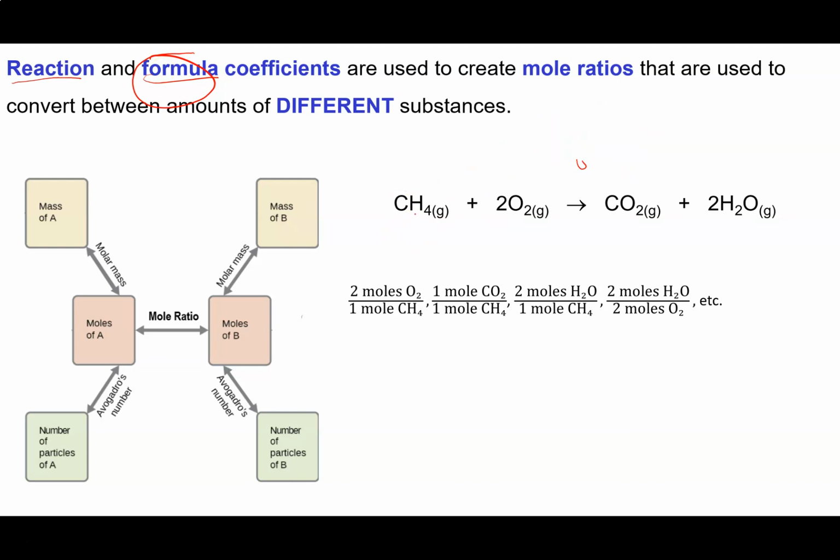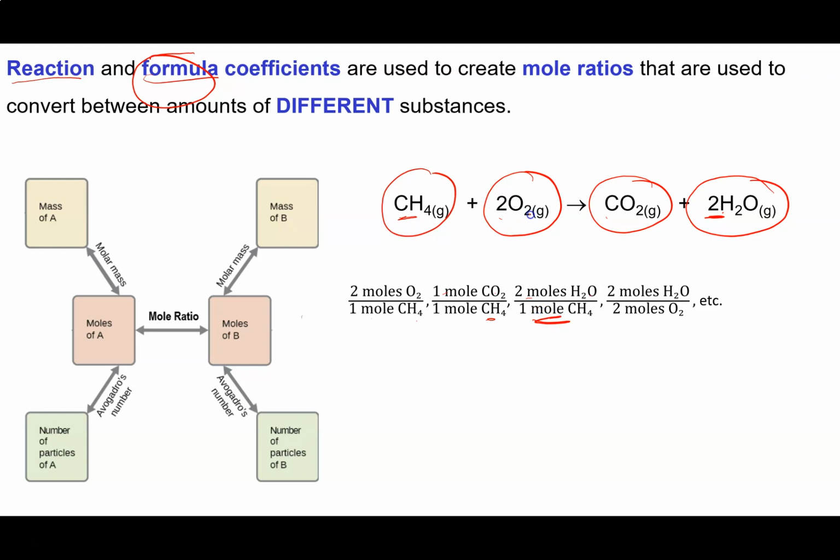I can also use the reaction coefficients. So we've got the reaction coefficients here of 1, 2, 1, 2 to generate mole ratios. So for example, according to this balanced equation, I require 2 moles of O2 to react for every 1 mole of methane that reacts. You can also see that for every 1 mole of CO2 that is produced, 1 mole of methane must react. Similarly, for every 2 moles of water that are produced, 1 mole of methane must react.